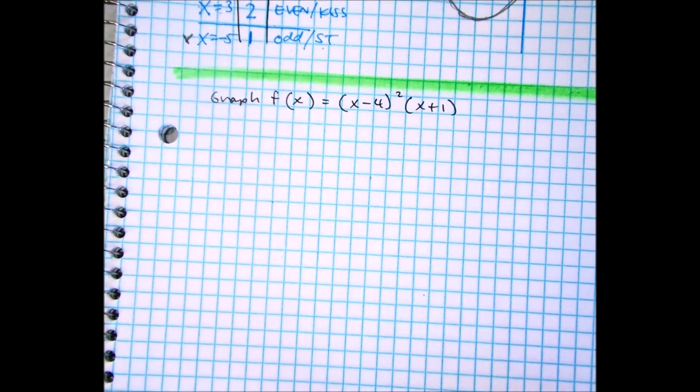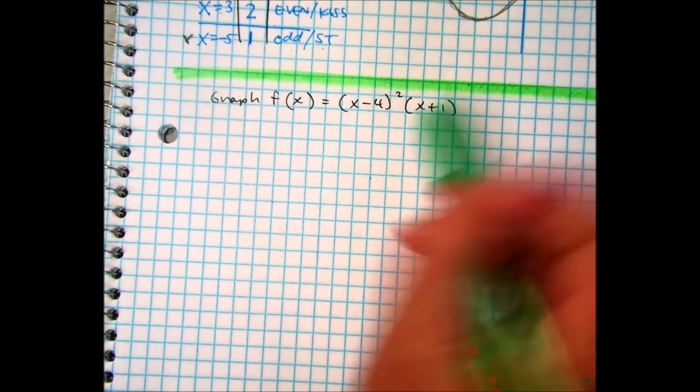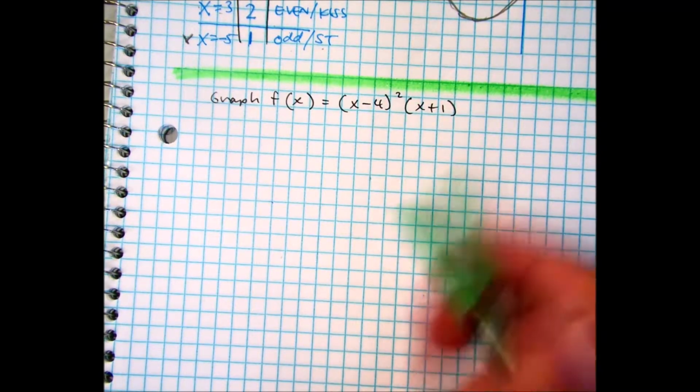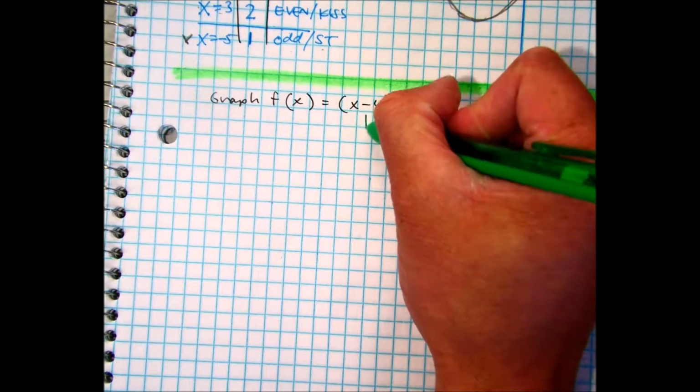Class, what's the first thing I need to do? Find the degrees. Okay, so we're going to make sure it's in factored form. They're factored. And now I'm going to find a basic graph.